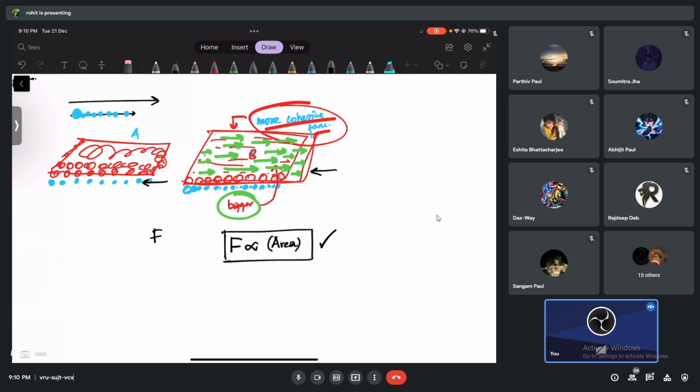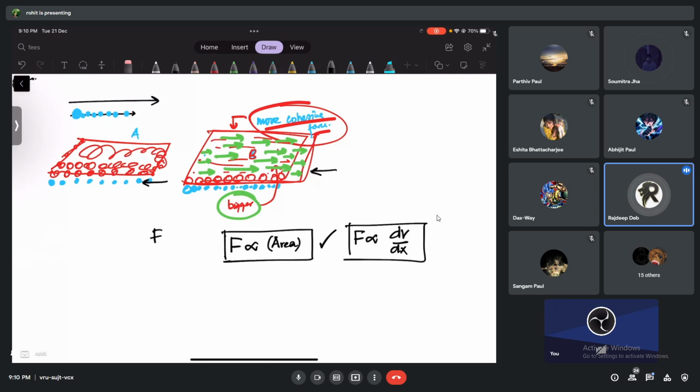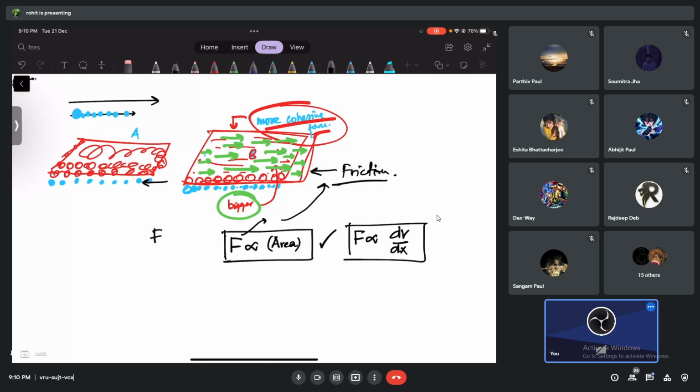What else does force depend upon? I've already told you, force also depends on velocity gradient, not on velocity. This is viscous force, an opposing force, just like friction force. Let me write friction for the time being. It's like friction in liquids, no? So it depends on velocity gradient and area. Now what else do you think it depends upon? Does it only depend upon the velocity gradient and the area, or also on the nature of the liquids?